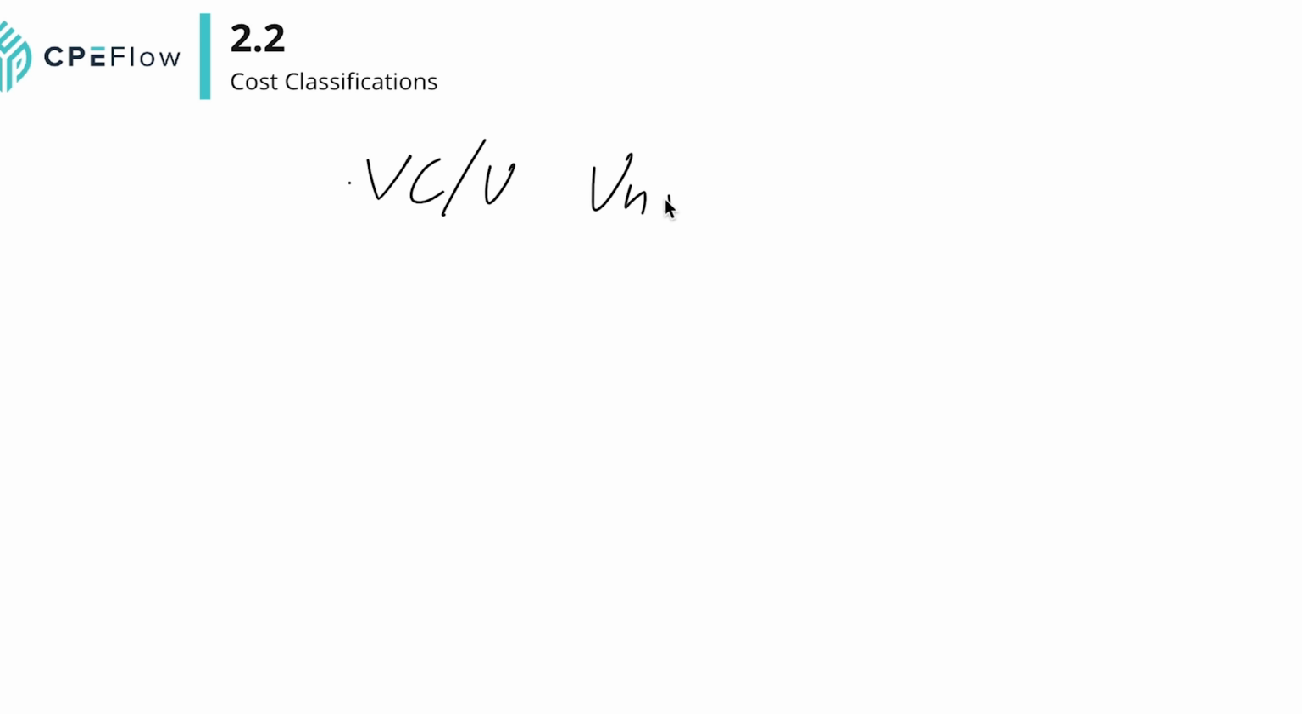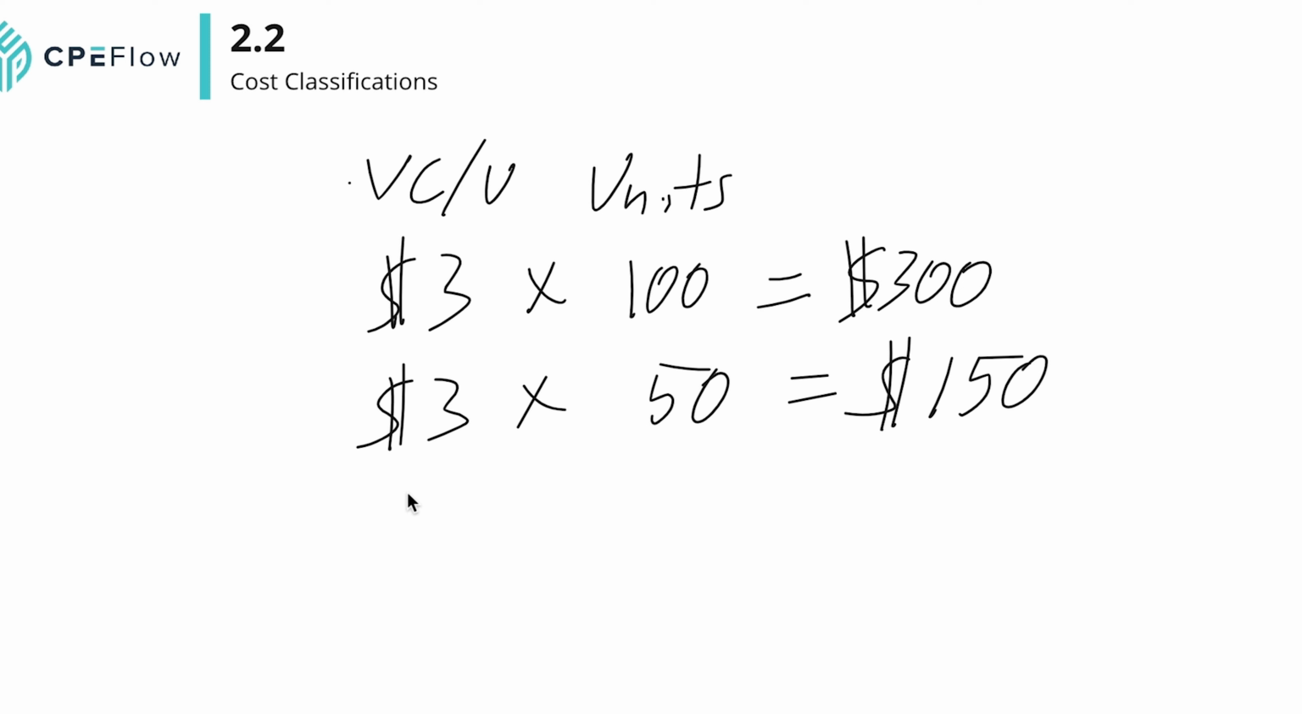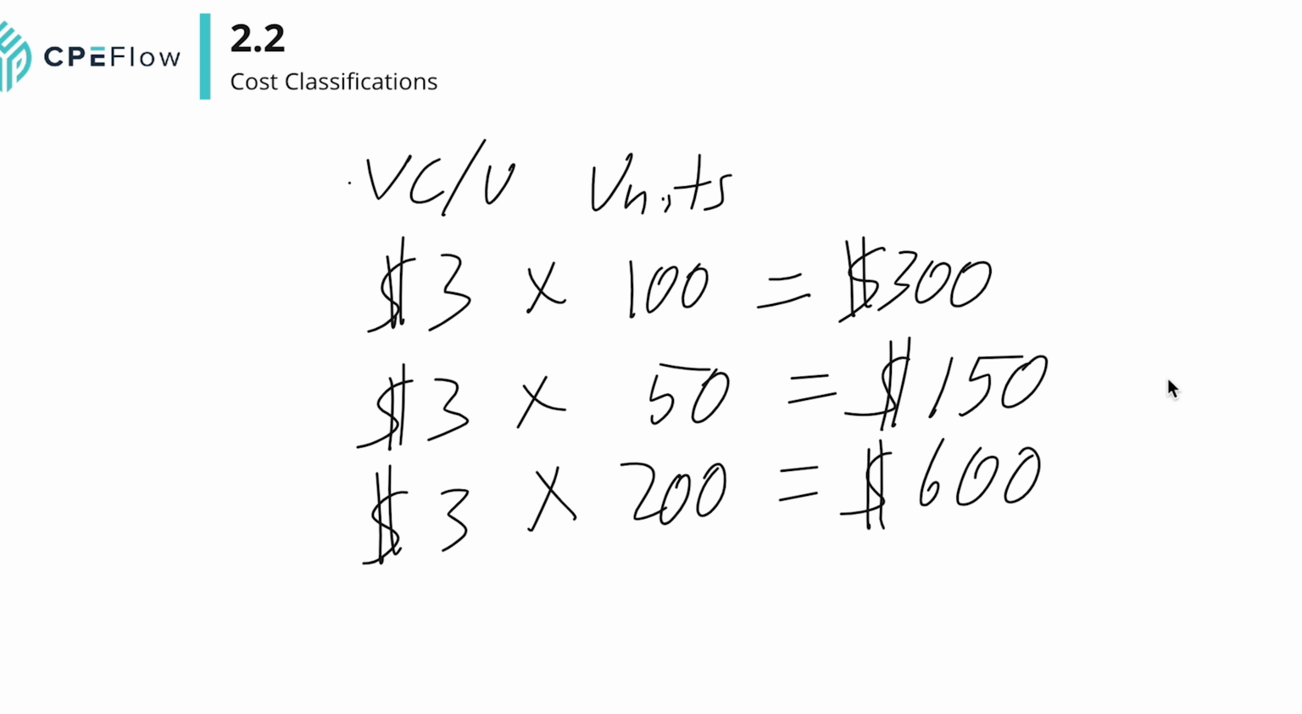If the variable cost of 1 cup of coffee at House of Coffee is $3 and 100 cups are sold, the total variable cost is $300. If the sales volume decreases to only 50 cups of coffee being sold, the total variable cost is $150. That's $3 times 50 units. And likewise, if the sales volume increases to 200 cups, then the total variable cost is $600. That's $3 times 200 units. So it's clear that the total variable costs increase and decrease, meaning they vary directly with the sales volume.